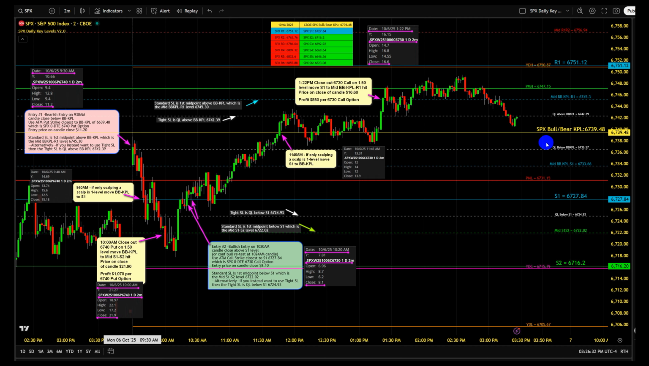Okay, so as I stated, the most important level here is going to be the bull bear key price level, which is abbreviated KPL. We'll also be referring to it as the BBKPL throughout the video. And this is going to be the level that is going to be in play typically 90 to 95% of the time during the first, say, 2 minutes to 15 minutes or so of the session.